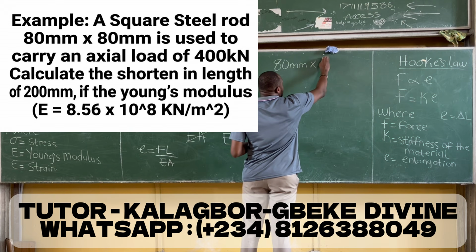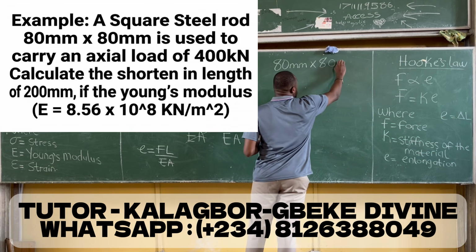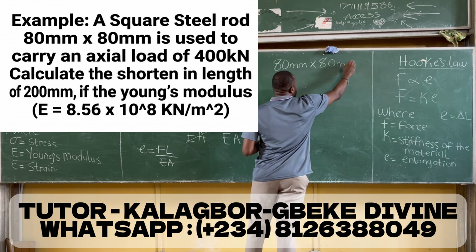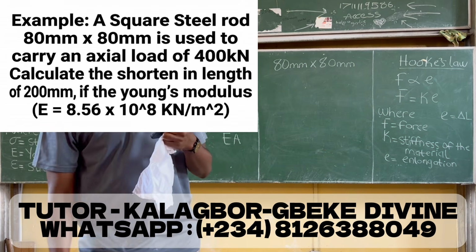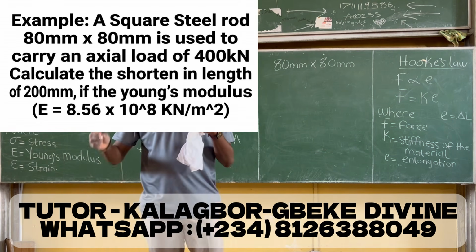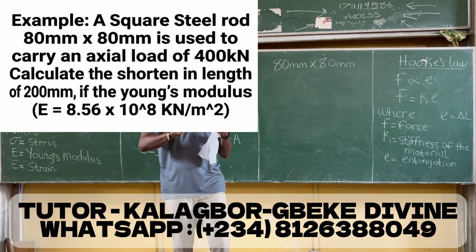When I say 80 millimeters by 80 millimeters, I simply mean 80 times 80 millimeters. So let's continue. A square steel rod, 80 millimeters by 80 millimeters, is used to carry an axial load.